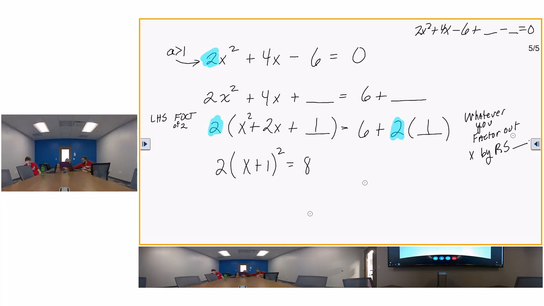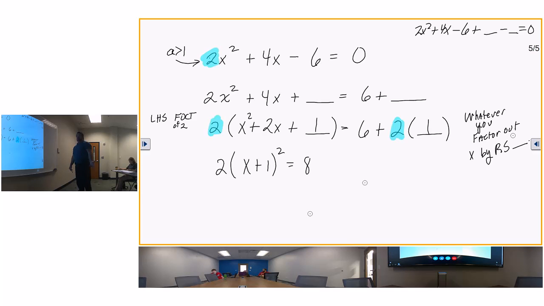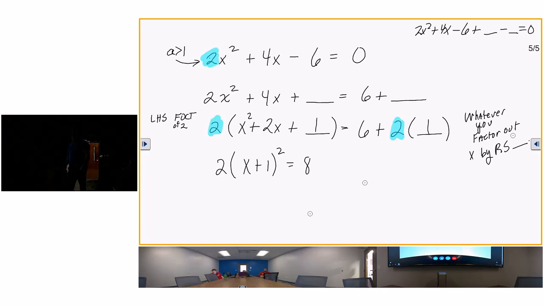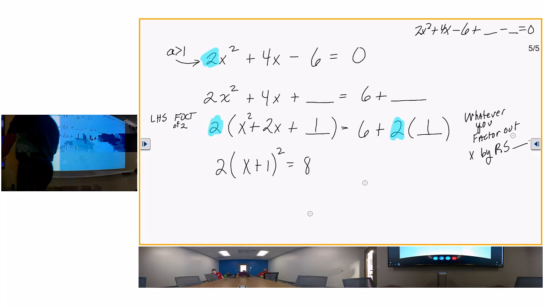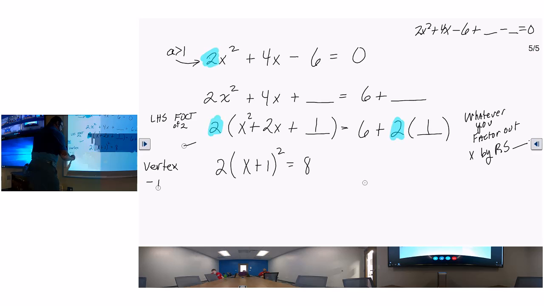Now, what's your vertex? Write it down. Negative 1, negative 8. Good job. I'm proud of y'all. So go over here. You don't have to write an arrow. Just go over here and say vertex, negative 1, negative 8.